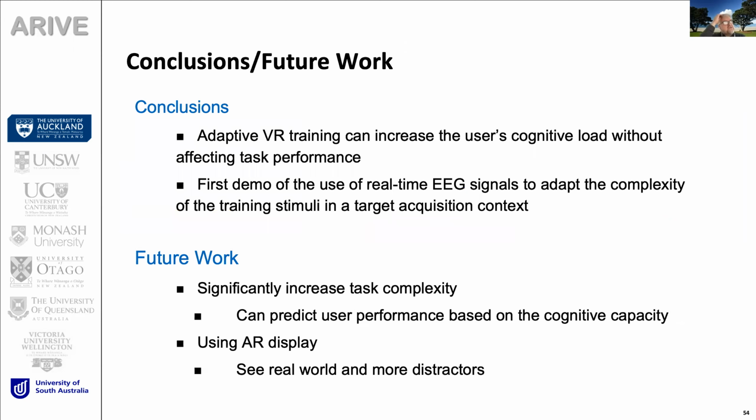So in conclusion, from this experiment, what we found is that we can indeed build VR systems that increase the user's cognitive load without necessarily affecting task performance. This is the first demo of use of real-time EEG systems to adapt the complexity of a VR training environment. Of course, it's a very simple training task. So in the future, we want to be able to look at different tasks, and also increase task complexity. We're also quite interested in using AR displays and seeing what happens when you have a real-world visual behind the virtual content, and whether that provides distractors.